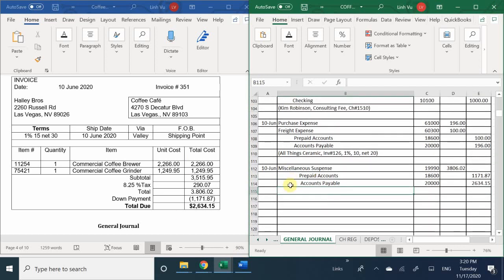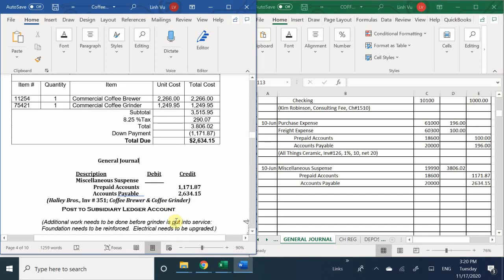Okay? So now that we have this information, I'm going to double check to make sure that this holds true, that the 1,171.87 plus my 2634.15 is equal to my total amount of $3,806.02. And it does. Okay?